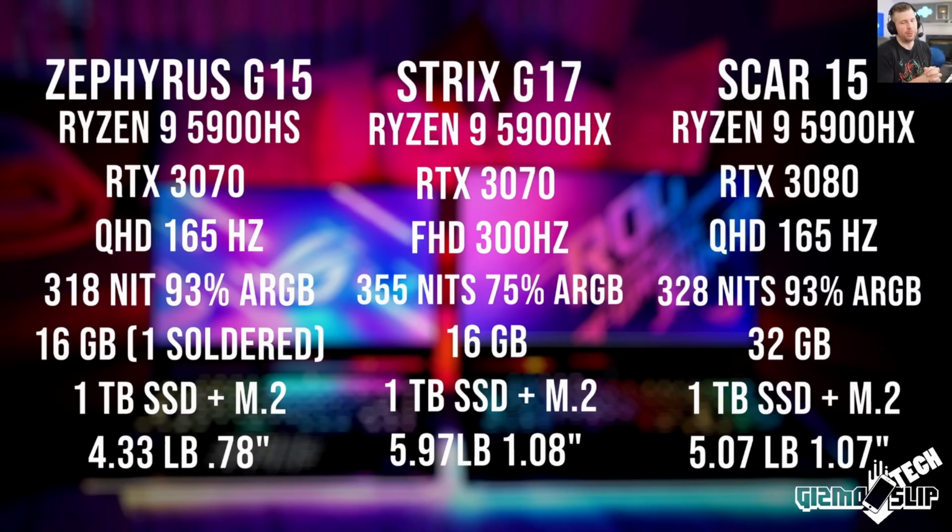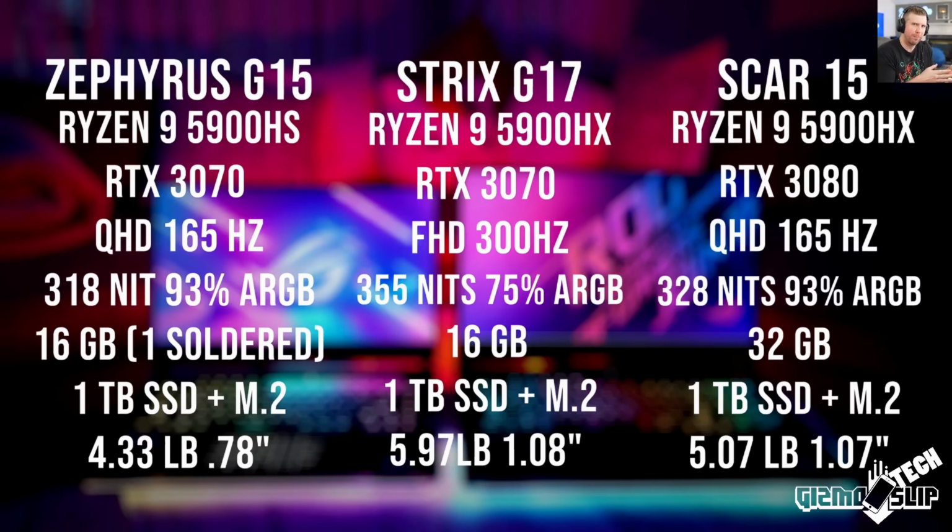Now, the biggest difference between these three devices is the weight that you get and the thickness of the laptop. So 4.33 pounds for the Zephyrus G15, 5.97 pounds for the Strix, and 5.07 pounds for the Scar. Now, I also want to point out with the Strix and the Scar that these are thicker machines that have higher TDPs, which we're about to get to in a second here, but they're not the highest performance TDPs.